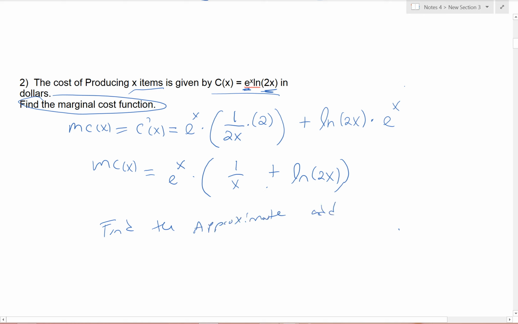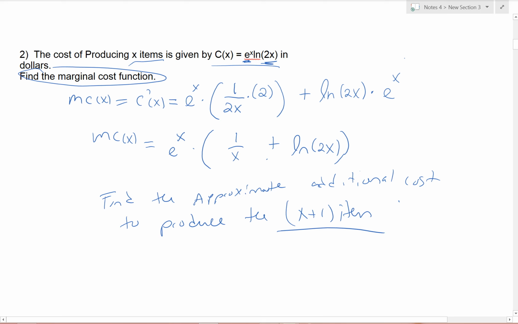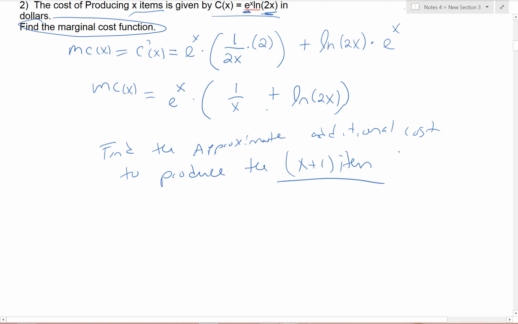It will find the approximate additional cost to produce the next item, the x plus 1 item. So if they were producing 100 items, we plug 100 into the marginal cost equation, and that value would tell us about how much more cost we'd have to produce the 101st. It's an approximation. Again, make sure you do know how to do marginal analysis.